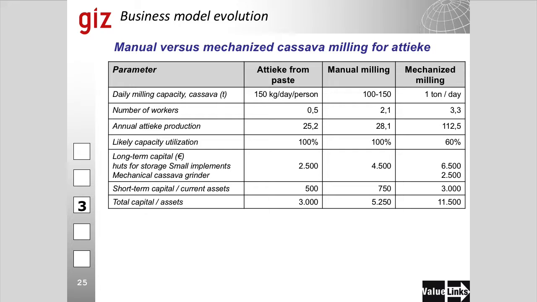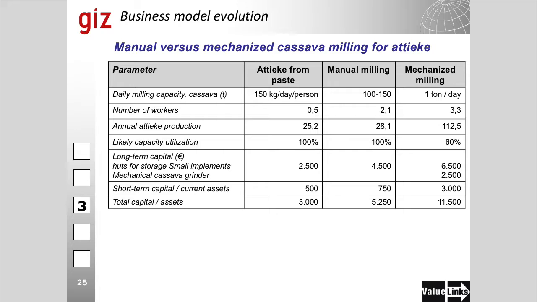Now we've seen also that some of those ladies hire people to do the manual milling and work for them. This is a rather exceptional case. I thought in the beginning that this might be more frequent, but if you look at the numbers, you find that this is only an intermediate step. The real change is between the first, Attiéké from paste, to the third, mechanized milling, where of course now you have a capacity, and in order to fill that capacity, you have to hire people.